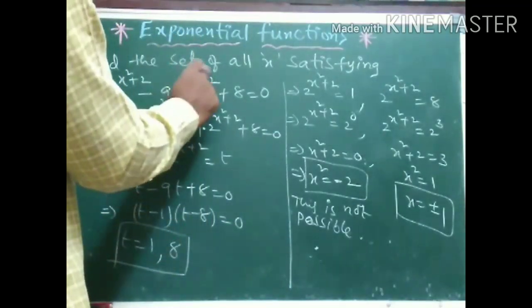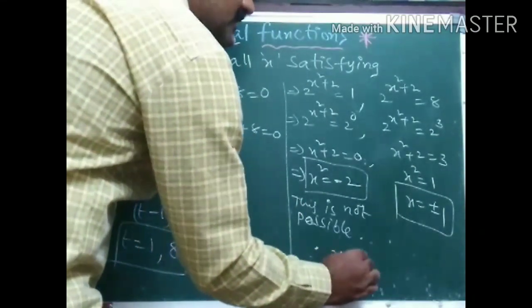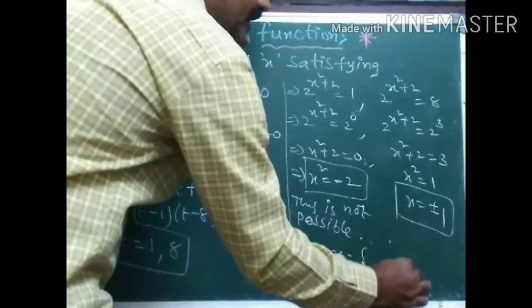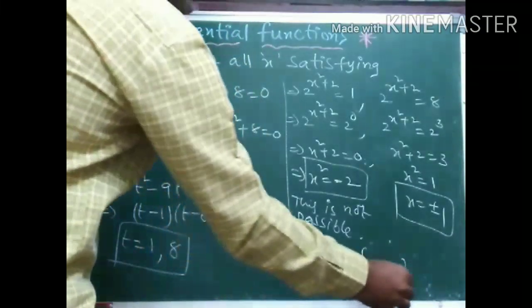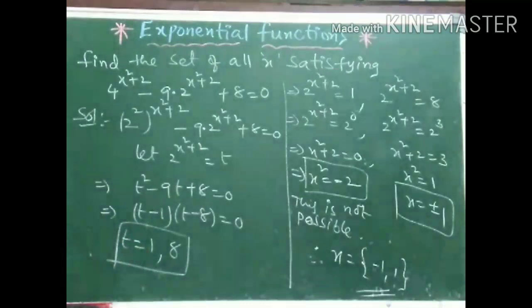What is asked? A set. Hence x is equal to, write in set form, minus 1 comma 1, as a roster form. The set of all values of x are nothing but minus 1 and plus 1.